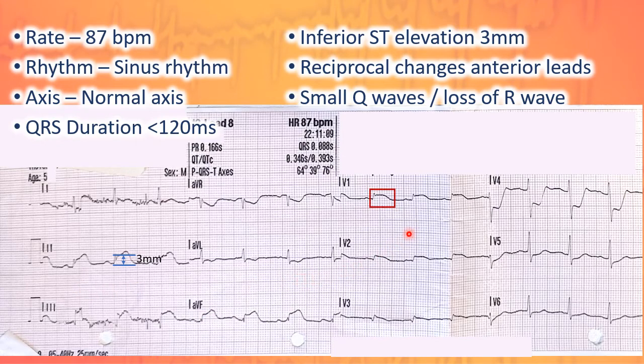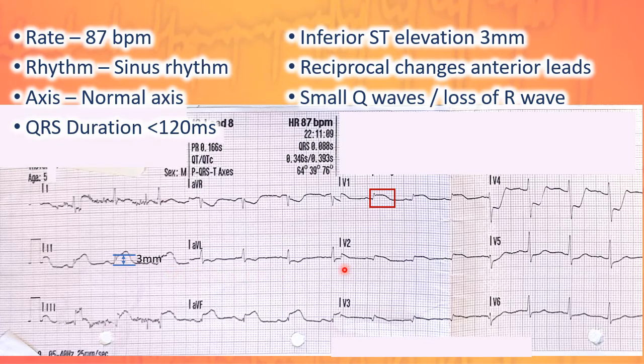We have this very odd ST elevation in V1, which doesn't make sense anatomically when you have ST elevation in the inferior leads. That wouldn't be the normal run of the right coronary artery, and it's very hard to see how the LAD could be causing this.